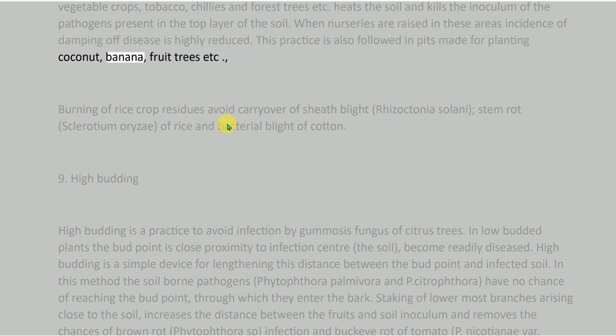Burning of rice crop residues avoids carryover of sheath blight, Rhizoctonia solani, stem rot, Sclerotium oryzae, of rice and bacterial blight of cotton. 9. High budding. High budding is a practice to avoid infection by gummosis fungus of citrus trees. In low-budded plants, the bud point is in close proximity to the infection center, the soil, and becomes readily diseased. High budding is a simple device for lengthening this distance between the bud point and infected soil.